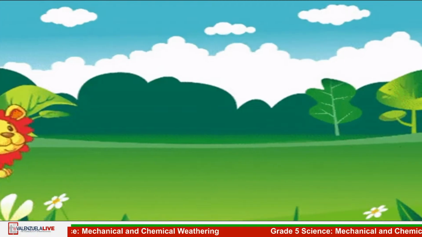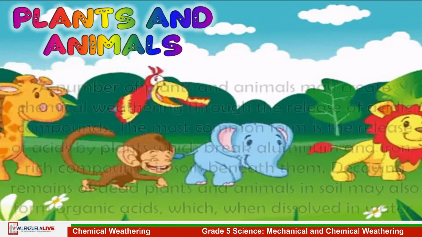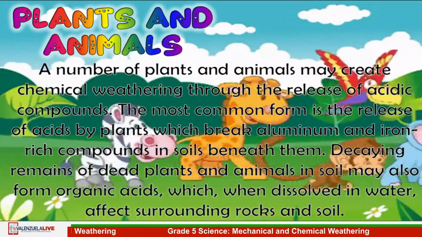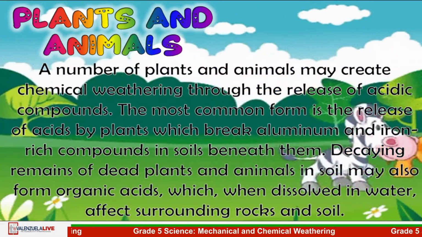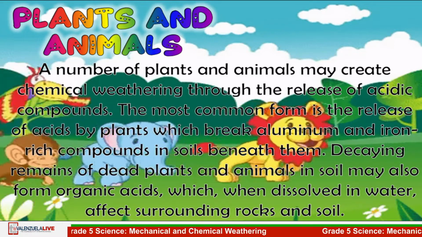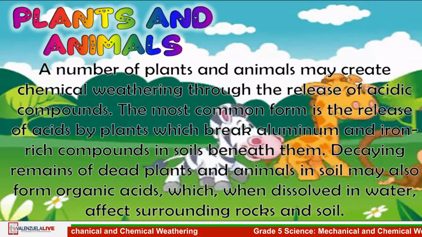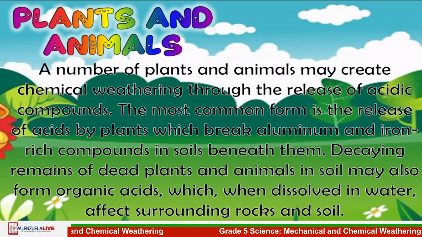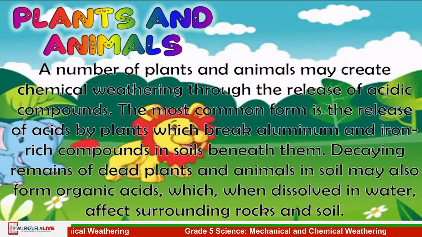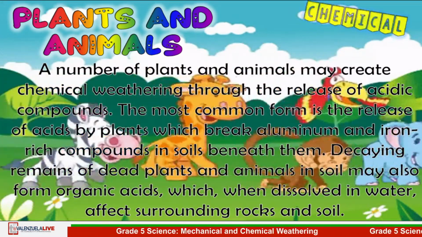Plants and animals may create chemical weathering through the release of acidic compounds. The most common form is the release of acid by plants, which break aluminum and iron-rich compounds in soils beneath them. Decaying remains of dead plants and animals in soil may also form organic acids, which, when dissolved in water, affect surrounding rocks and soil.